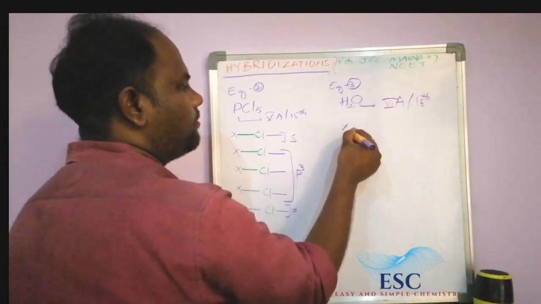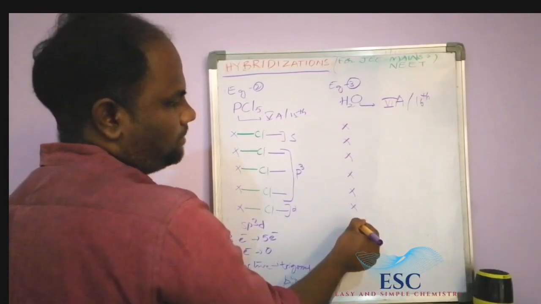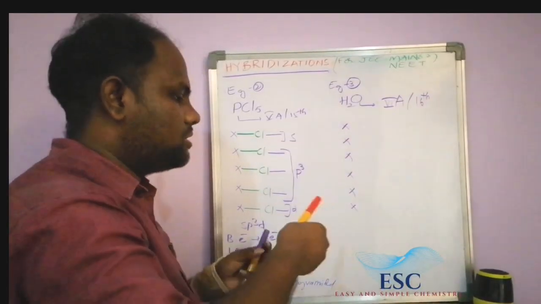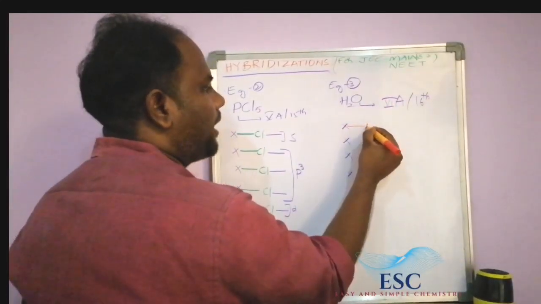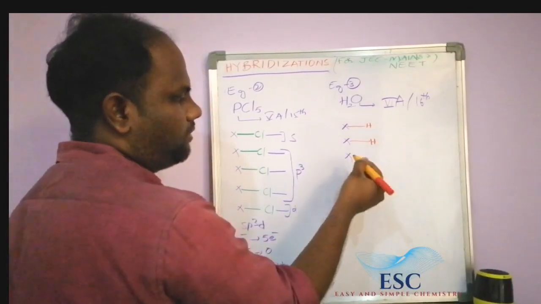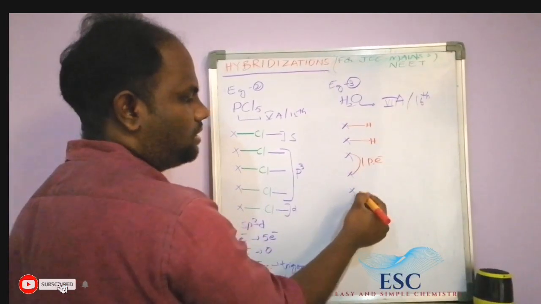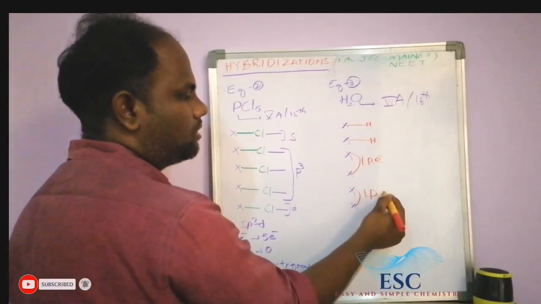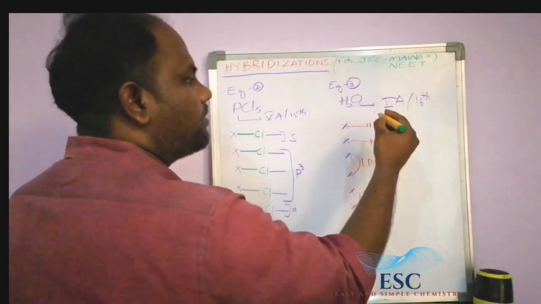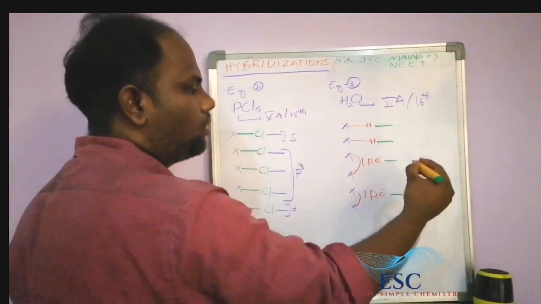Sixth A group means 6 cross marks. Six cross marks, so how many hydrogens are there? Only 2 hydrogens: 1 cross mark for 1 hydrogen, another cross mark for another hydrogen. The remaining 2 cross marks belong to a lone pair of electrons. Then count the number of hydrogens and lone pairs: 2 hydrogens and 2 lone pairs of electrons.